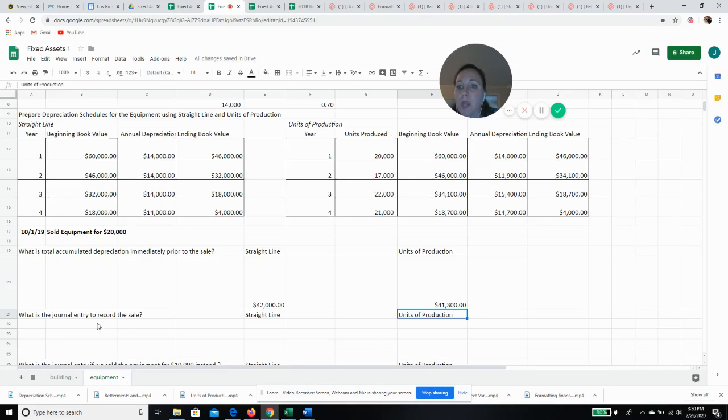All right. So now we're going to do our journal entry to record the sale. Let's just go ahead and jump in and do it. Okay, so under the straight line method, we are going to debit. The first thing we need to do is we want to recognize whatever we're getting. In this case, it's cash of $20,000.